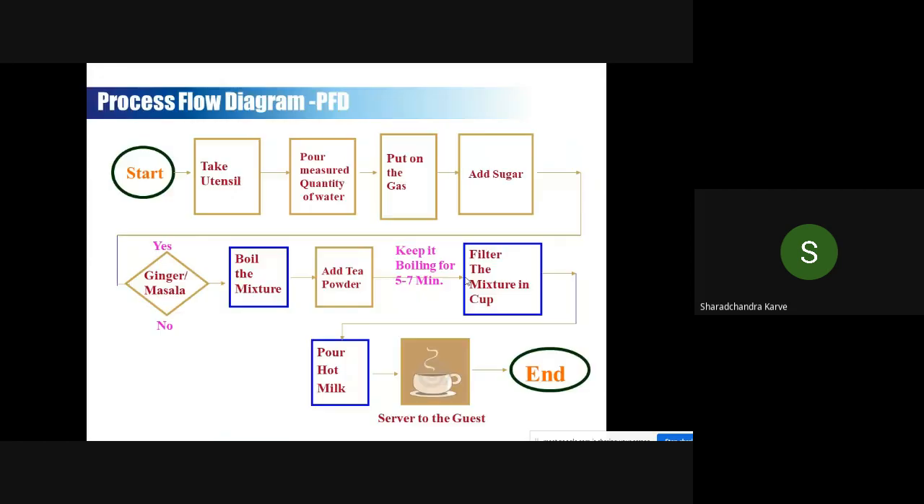Next slide, please. So the next is an actual process diagram: how exactly, step by step, the tea making process goes on.